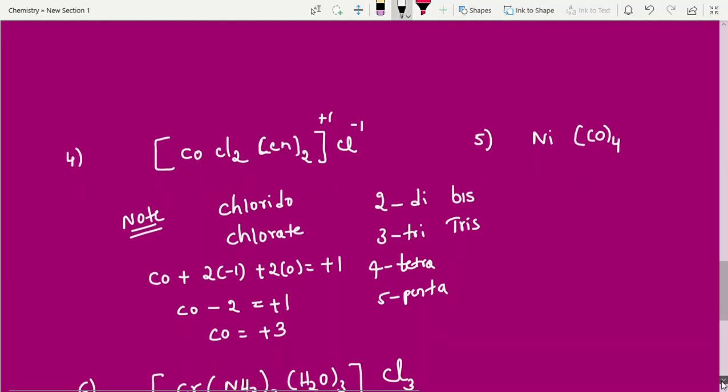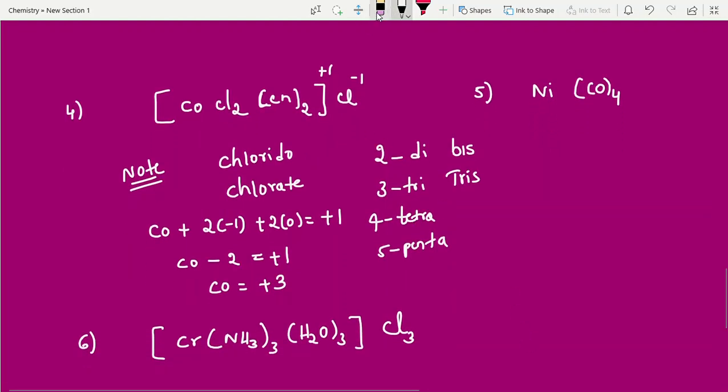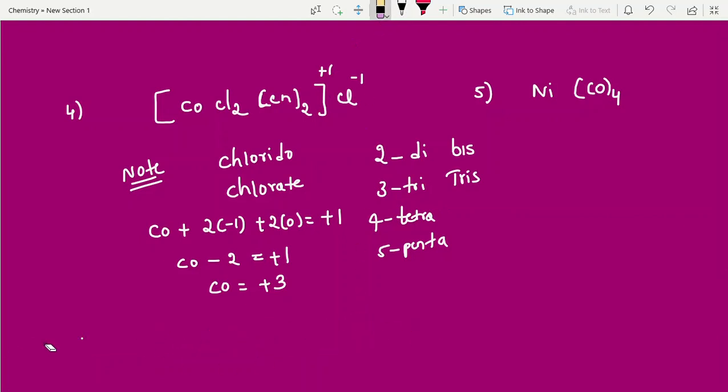First we have to write the cation. Cation complex we are writing. First what do we have to write? Ligands we have to write. Two types of ligands are there. If two ligands are there, we have to follow alphabetical order.